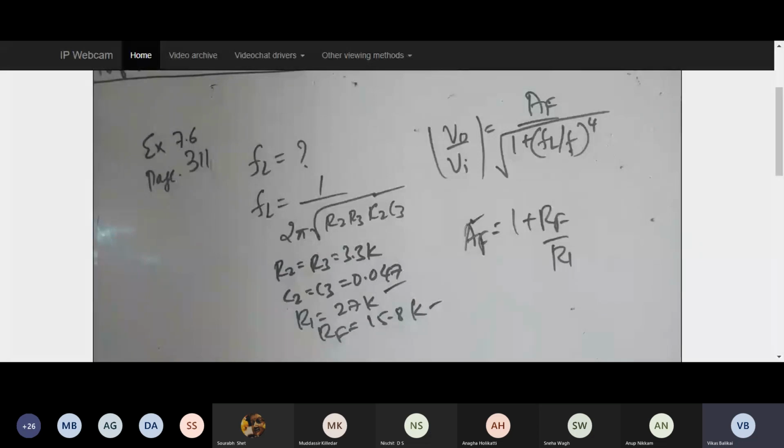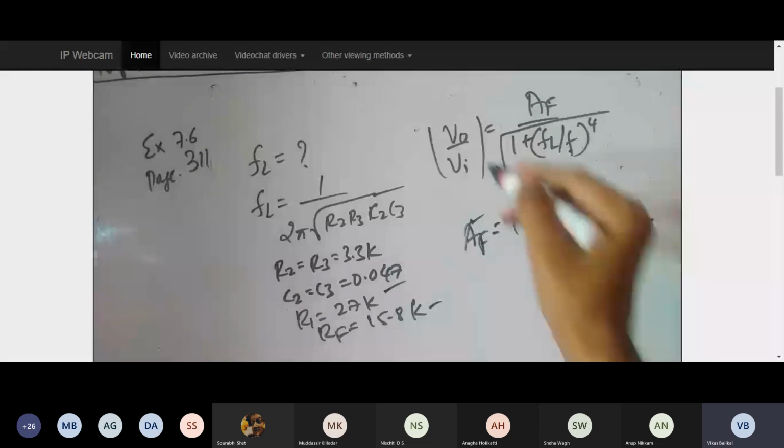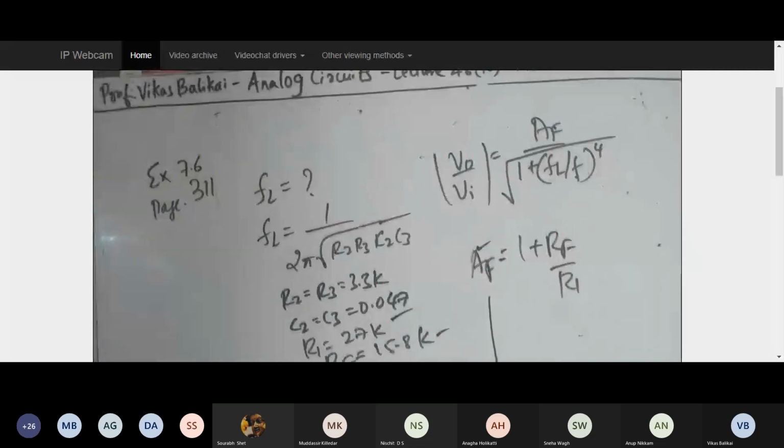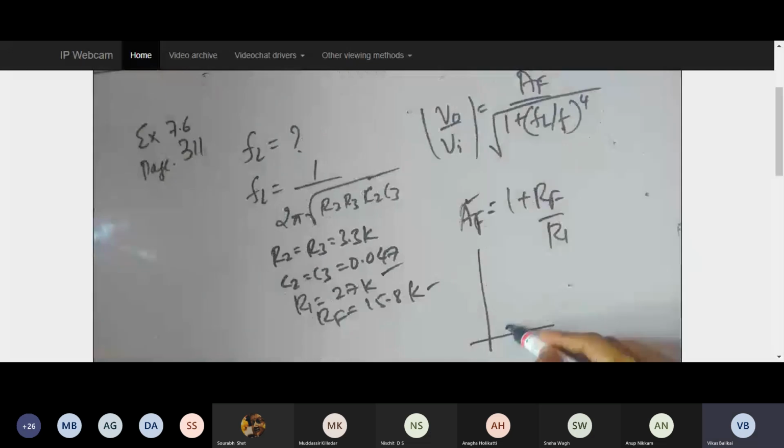So when you try to obtain V0 by Vi, you should plot it in a tabular column. After you plot the tabular column and get the contents in the tabular format, then you are supposed to draw the graph. So the graph of your high pass would be something like this. So these are the problems, the numericals, where we are expecting the graphs.